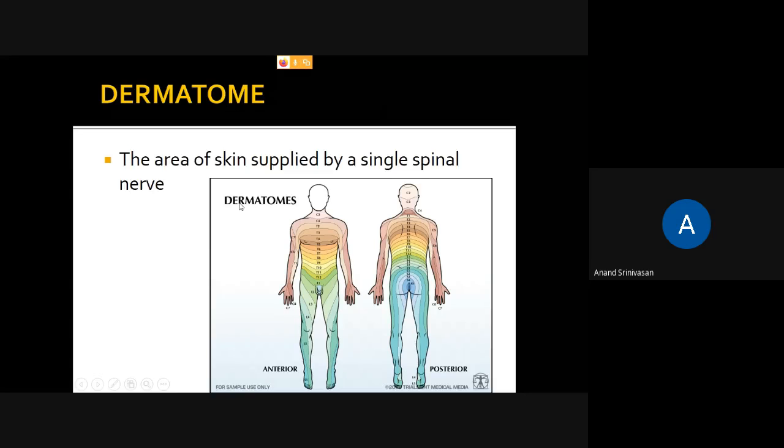That is because the person cannot feel pain from a certain part of the body, as they inject certain fluids, the anesthetic fluids, into the spinal cord. The person will not be able to feel the pain sensation for a certain time. So dermatome is the area of the skin supplied by a single spinal nerve. Any doubts?